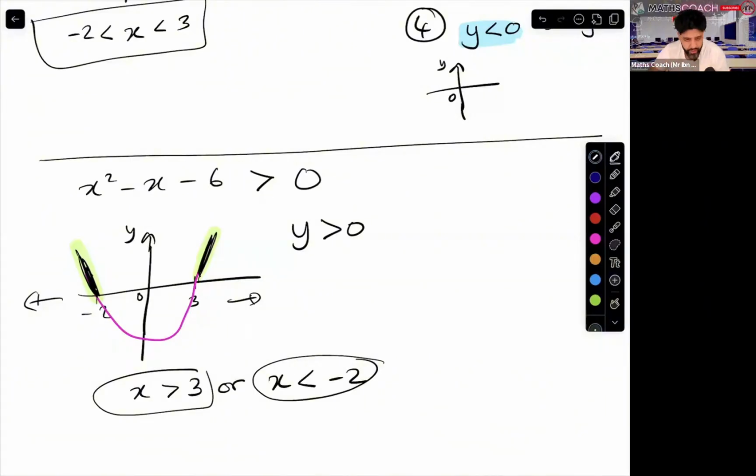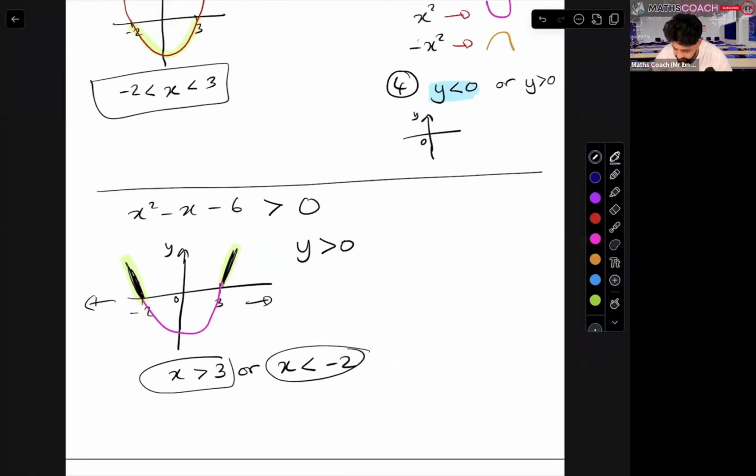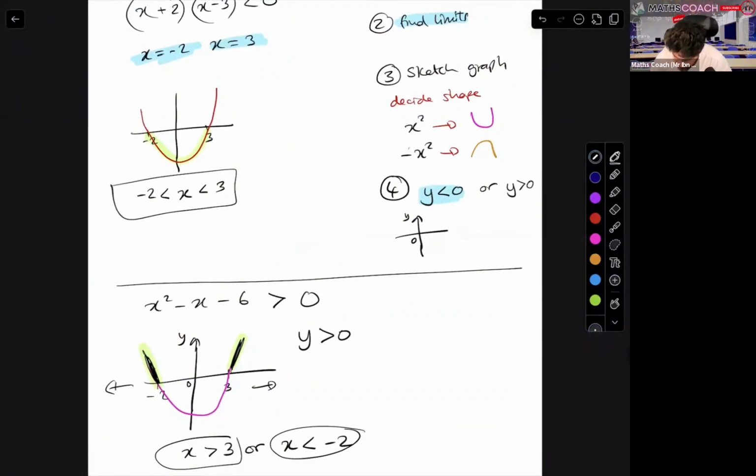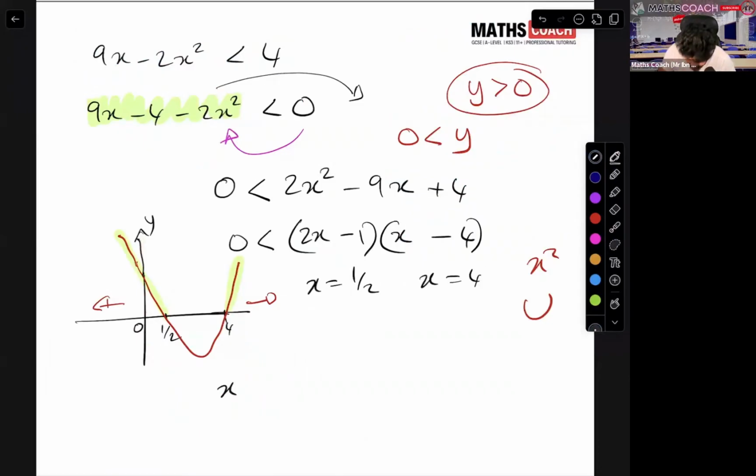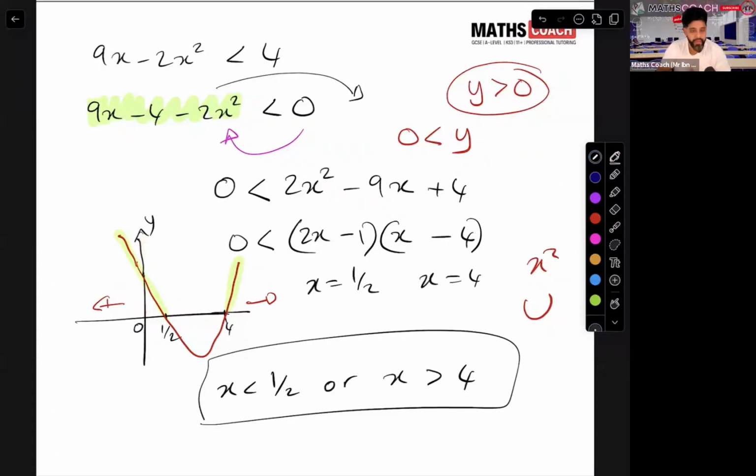Now there's one more just to give you a comprehensive example. If I have a negative x value, you can start on whichever one: x is less than a half or x is greater than 4. And they are your inequalities. And that is how you do the quadratic inequalities.